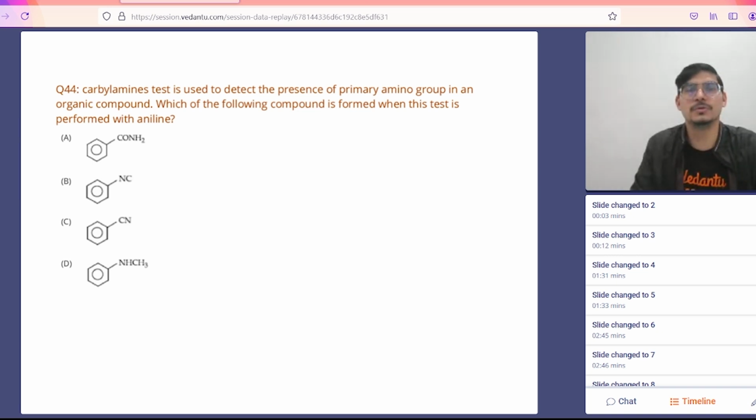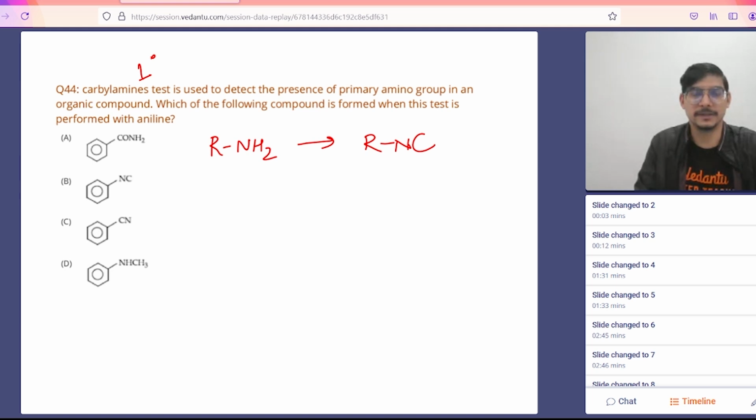Carbylamine test is used to detect the presence of primary amines, where primary amines are converted to foul-smelling isocyanides. So which of the following compounds is formed when this test is performed with aniline? So basically, as we can see, the NH2 group is replaced by the isocyanide group. So the correct answer is option B.